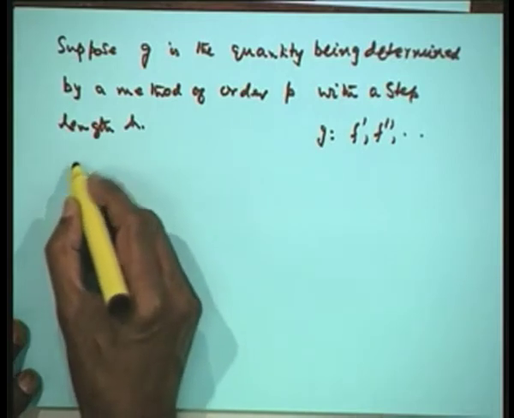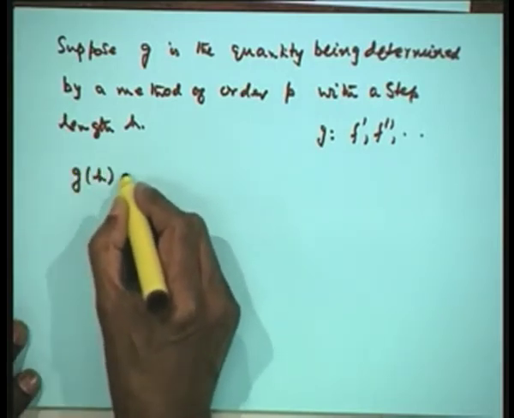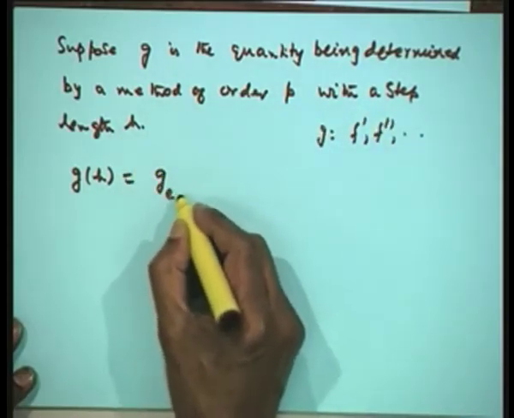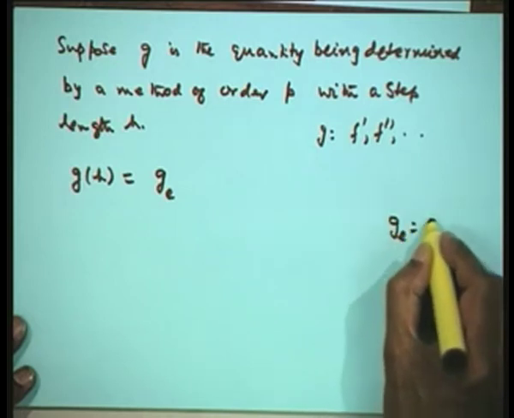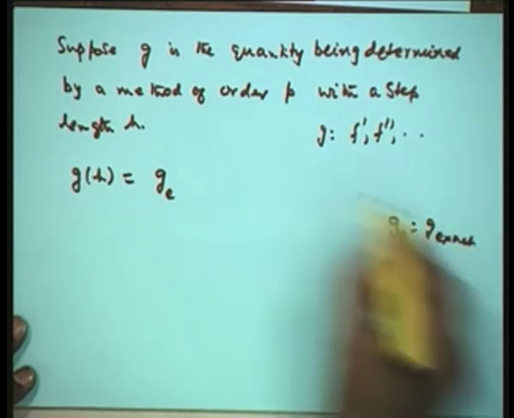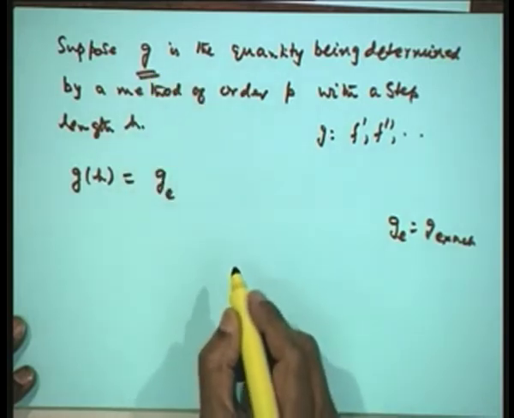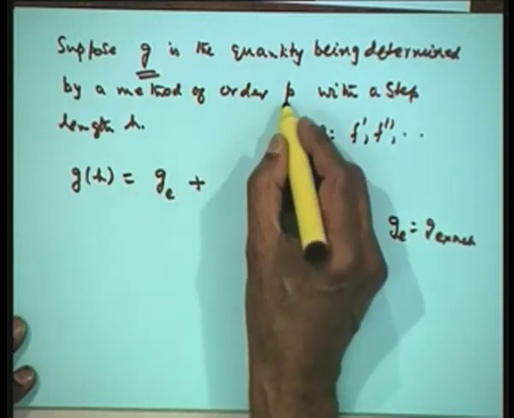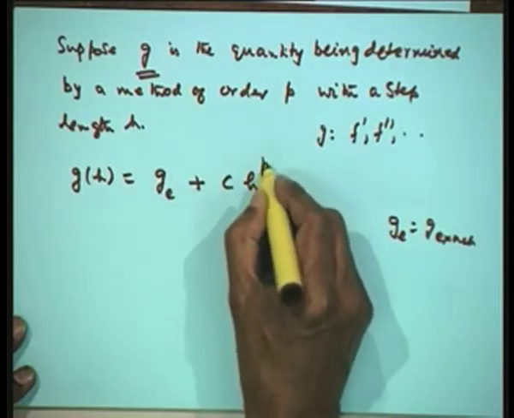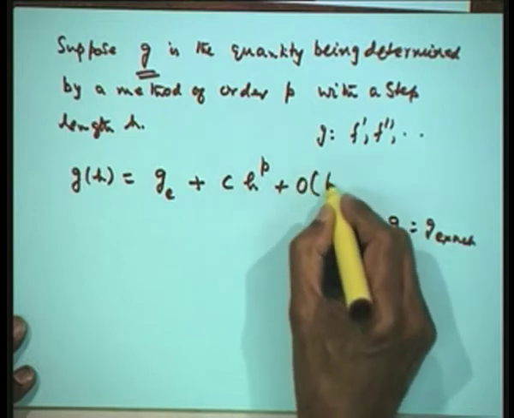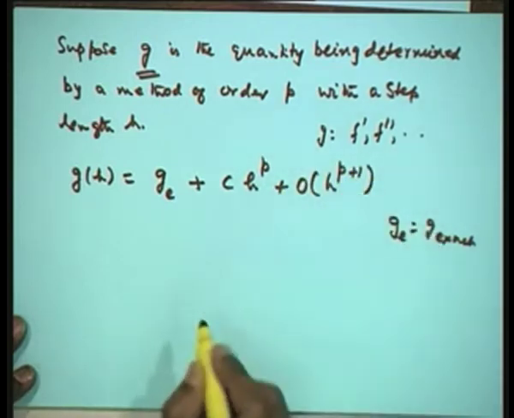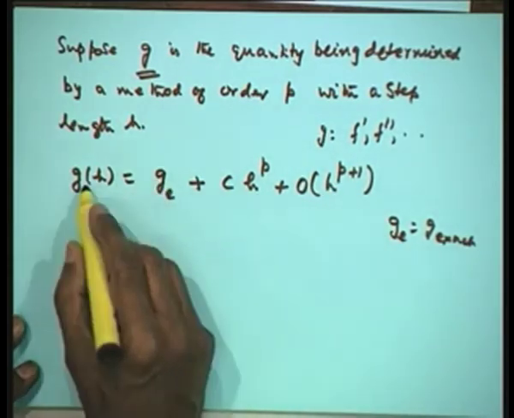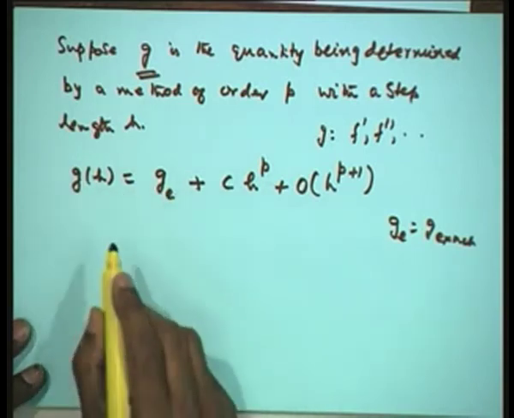Therefore, what we have is g h, that means g obtained with step length h, is g exact, E for exact, that is the exact quantity g that is being determined, to which I add the truncation error, since we have a method of order p, therefore C h to the power of p plus order of h to the power of p plus 1.